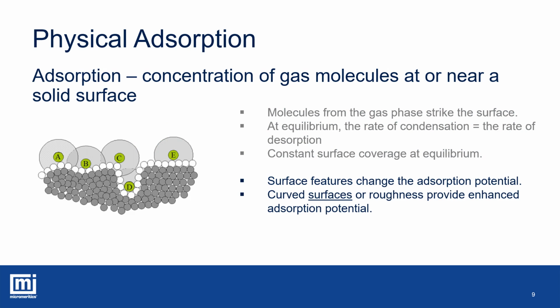Surface features change the adsorption potential. Curved surfaces or roughness provide enhanced adsorption potential. In this illustration, molecule D has the higher surface adsorption potential, while molecules A, B, and C have lower potentials. Molecule E is the typical surface adsorption potential on a flat surface that's homogeneous.